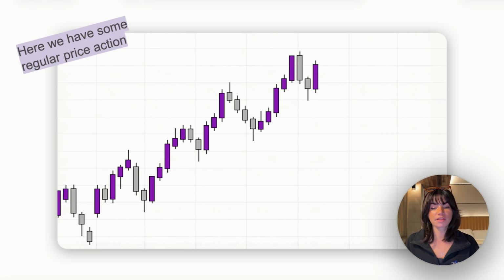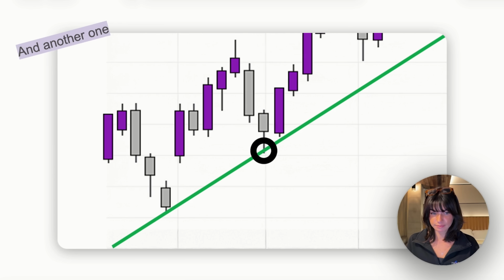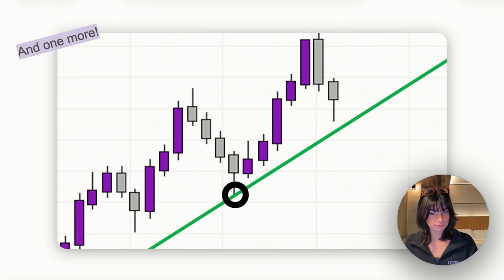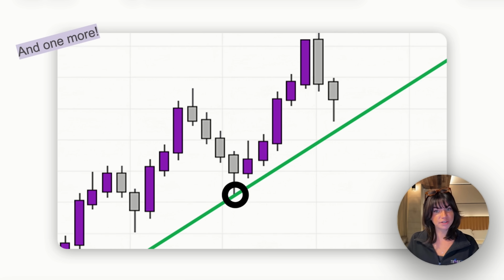So let's start with some average price action. This right here is some regular price action. You have probably seen the price move something similar to this many times before. How do we mark it up? Boom. Now you can see we have a clear upward trend line drawn on the chart. There is a touch point here, and another one, and another one. So we were able to identify that we have 1, 2, 3 touch points. We're getting closer. Here we go.